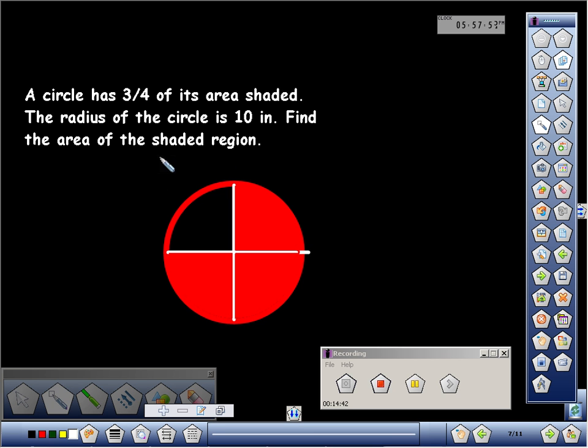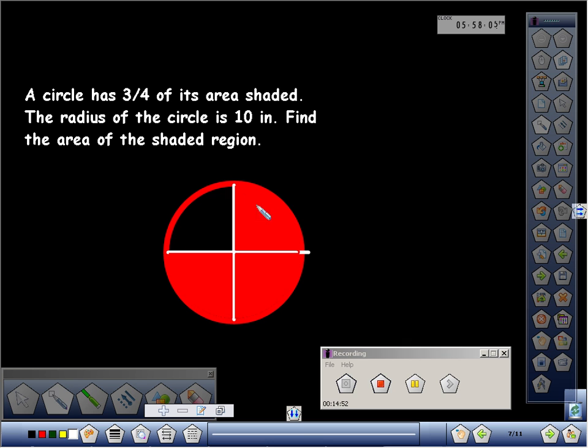Okay, this is the last one we're going to do for practice. A circle has 3/4 of its area shaded. The radius of the circle is 10 inches. Find the area of the shaded region. Okay, so first of all, let's find the area of the whole thing. We know that the radius is 10 inches.